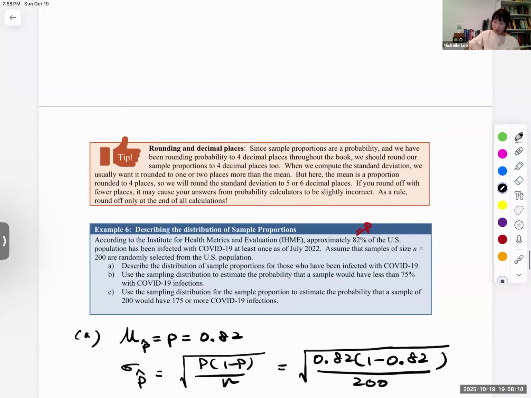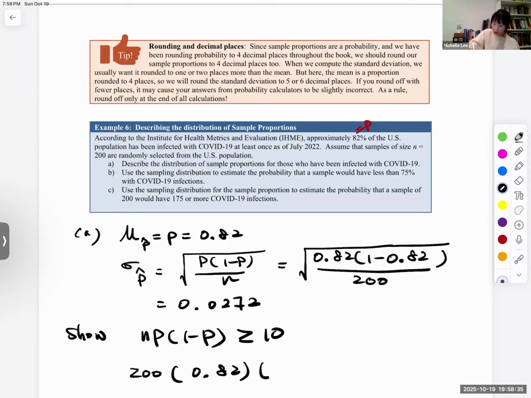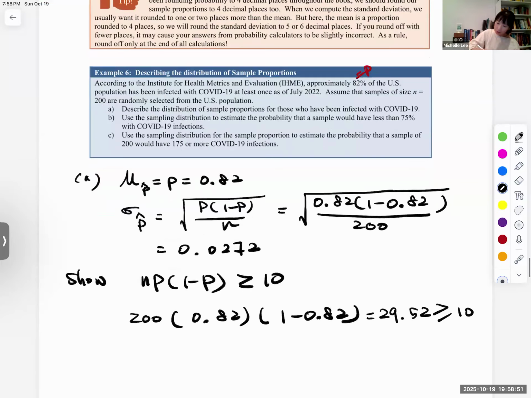Now the shape. So we check n times p times 1 minus p must be greater than or equal to 10, right? So n is 200, p is 0.82, 1 minus p is 1 minus 0.82. Please calculate. So we got 29.52, which is greater than or equal to 10. So it's a normal distribution, right?